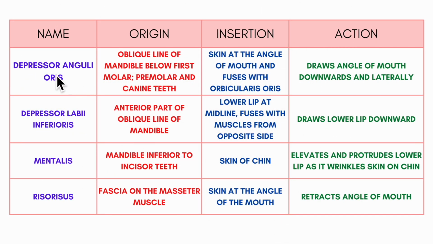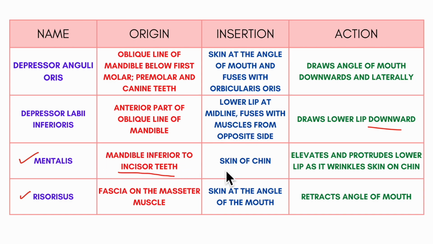Summarizing the important points, we learned that the depressor anguli oris originates from the oblique line of the mandible below the first molar, premolar and canine teeth. It inserts at the skin at the angle of the mouth and fuses with the orbicularis oris muscle. Its action is that it draws the angle of the mouth downwards and laterally. Talking about the depressor labii inferioris, it originates from the anterior part of the oblique line of the mandible. It inserts at the lower lip at the midline and fuses with the muscle from the opposite side. Its main action is that it draws the lip downward. Now talking about the mentalis and risorius muscle, the mentalis muscle originates from the mandible inferior to the incisor teeth.